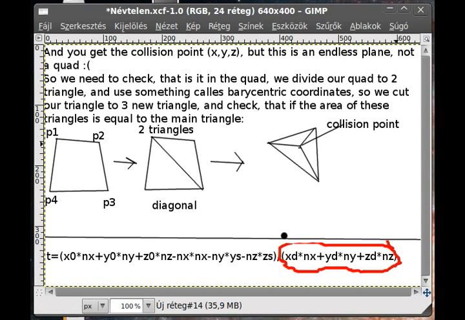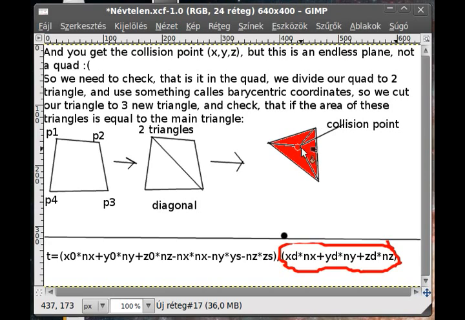So in here I could draw it if I want. So here is the collision point. Okay, and now with this collision point and the other points of the triangle I can make 3 more triangles. So I have one quad, I divide this one quad into 2 triangles, and I separate this one triangle into 3 other triangles. Now the trick in here is I calculate the area of this triangle, and this triangle, and the main triangle too, and I compare them.